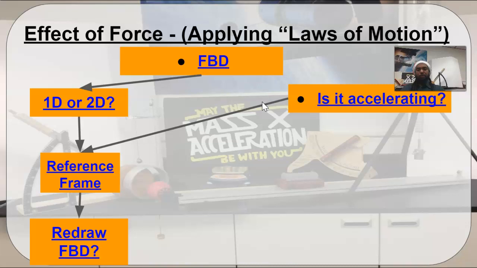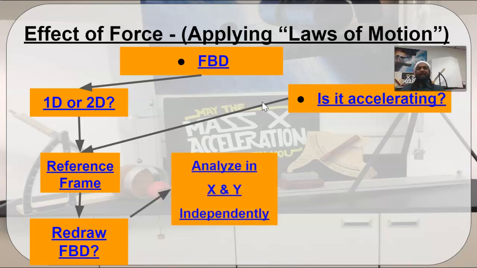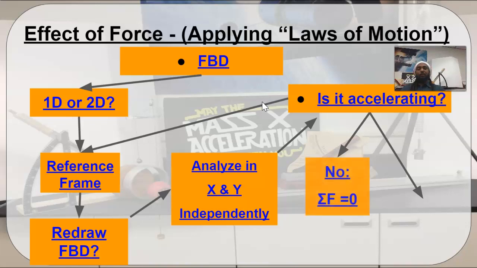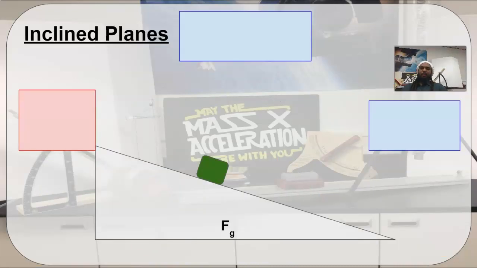Now, once you've redrawn your free body diagram, you want to analyze in x and y, and we're going to come back to this question of, is it accelerating? If you chose your reference frame well, then in one of those dimensions it will not be accelerating, in which case your sum of forces is 0. You can equate opposite forces. In the other dimension it should be accelerating, in which case your net force will be equal to your mass times your acceleration. So let's look at a couple typical examples.